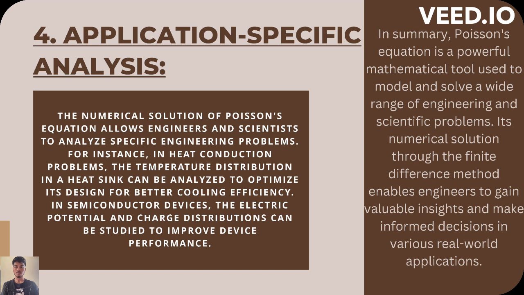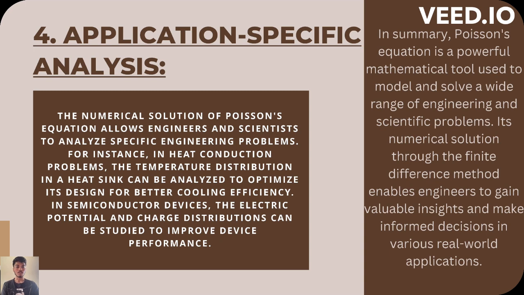Next, application specific analysis. The numerical solution of Poisson's equation allows engineers and scientists to analyze specific engineering problems. For instance, in heat conduction problems, the temperature distribution in a heat sink can be analyzed to optimize its design for better cooling efficiency. In semiconductor devices, the electric potential and charge distributions can be studied to improve device performance.